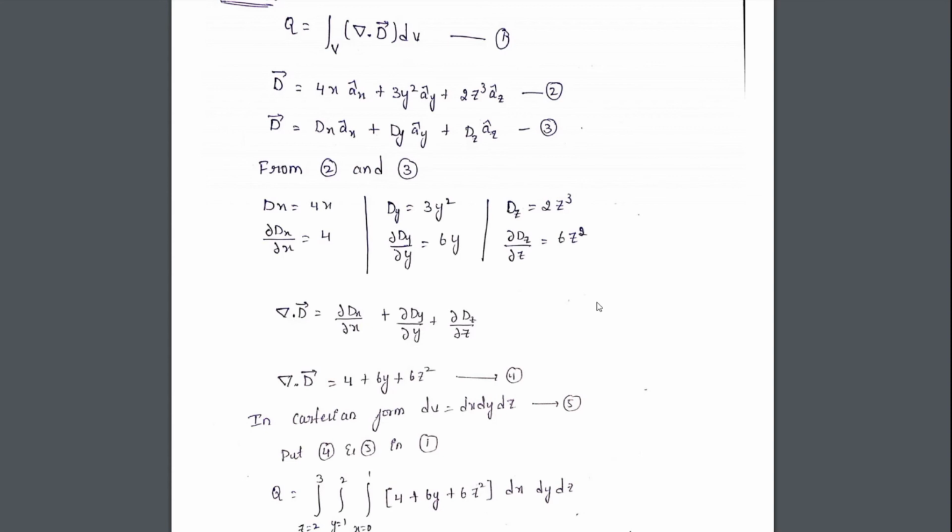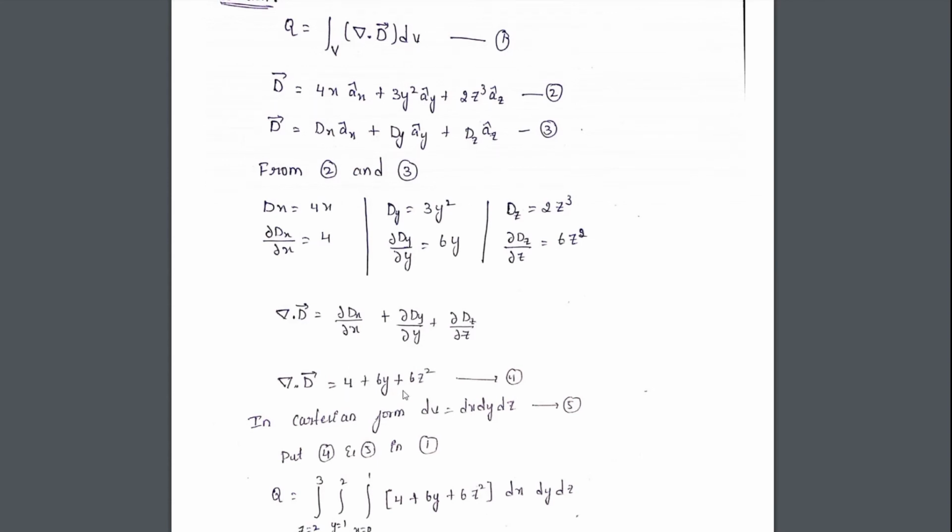Write the divergence formula. According to the divergence formula, all the terms should be differentiated: first one with respect to x, second one with respect to y, and third one with respect to z. After differentiating all these, you substitute back in the del dot D equation. So what is that? 4 plus 6y plus 6z square. That is the divergence value you get.